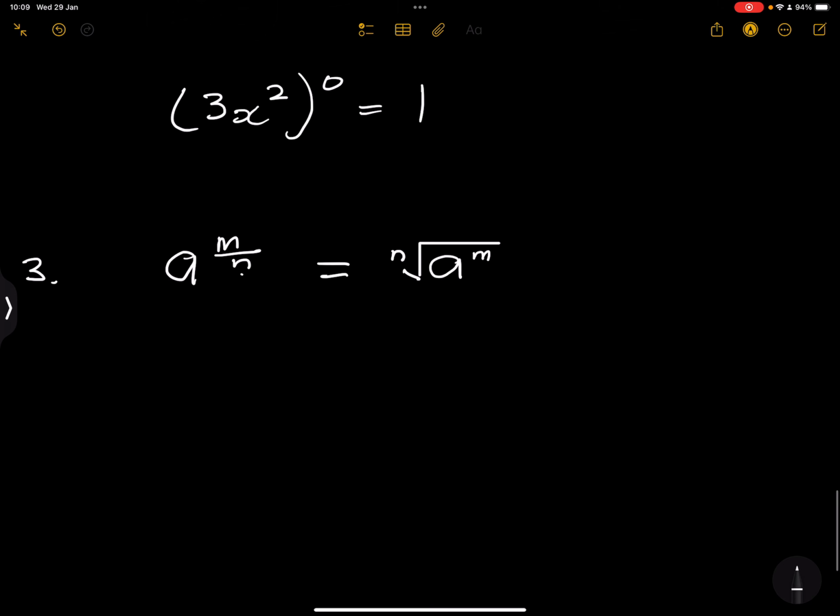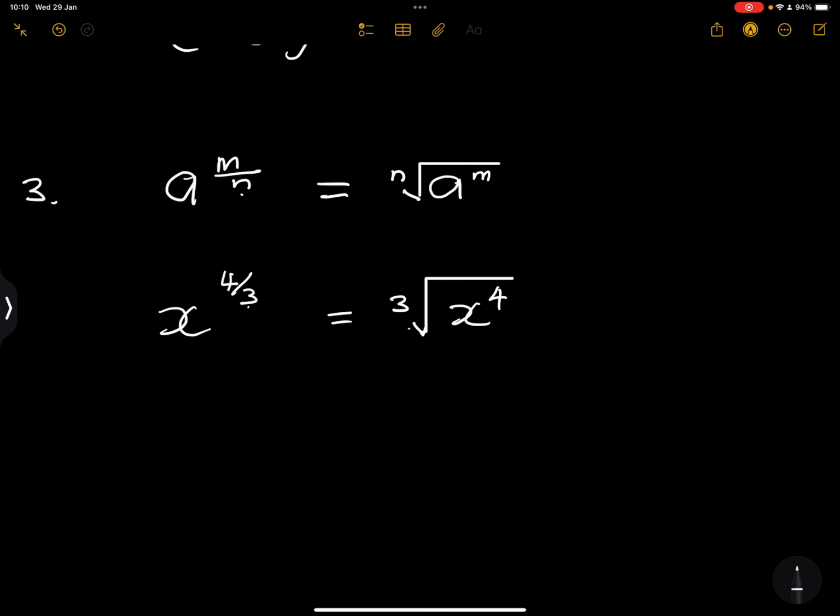Okay, so let's just take an example. If I were to take x to the power of 4 over 3, how can I write this as a surd? That means 3 would become our root. So this would be the cube root of x to the power of 4. All right, I hope that makes sense.